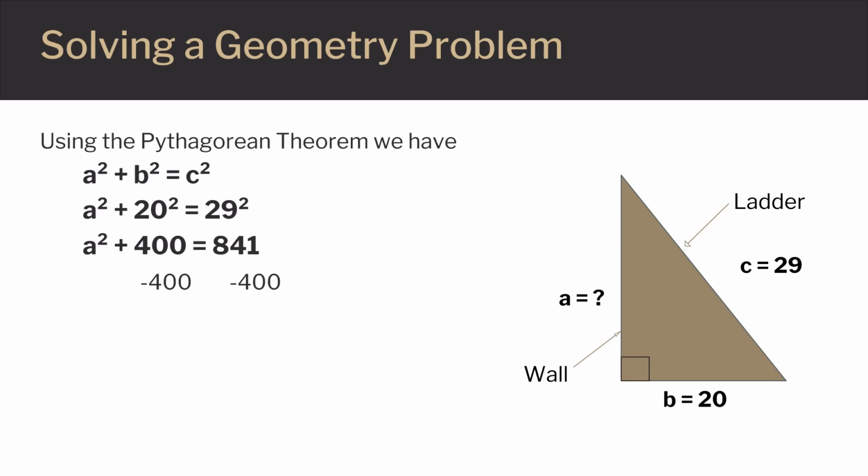Now we have to get a squared on its own, so we will subtract 400 from both sides. 841 minus 400 equals 441. So a squared equals 441. To solve for a, we need to take the square root of both sides. It turns out the square root of 441 is 21. So a equals 21 feet. This means the ladder reaches up 21 feet.